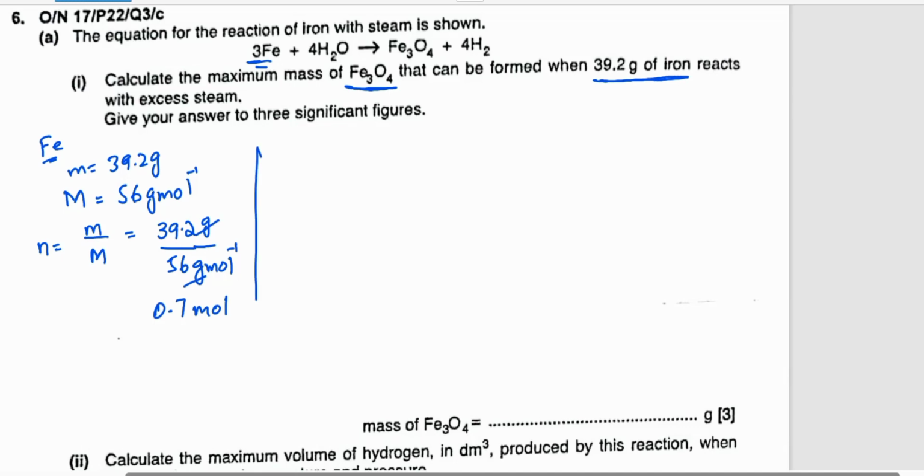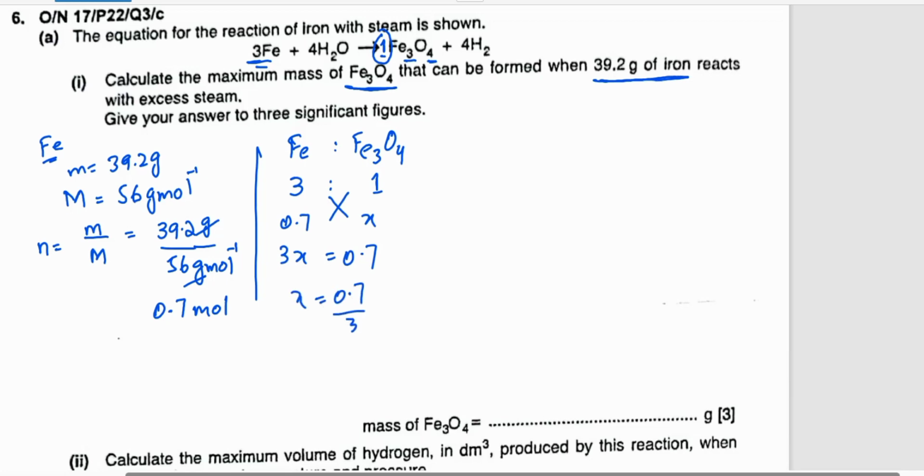Number of moles of Fe3O4. Fe ratio Fe3O4. It's 1 mole is formed. Don't be confused with these 3 and 4s. These are the number of atoms. We have to compare the moles which are at the start of any reactant or product. So 3 moles of this produce 1 mole of Fe3O4. If we have 0.7, then what will be x? So 3x is equal to 0.7. So here x is equal to 0.7 divided by 3. It becomes 0.233.